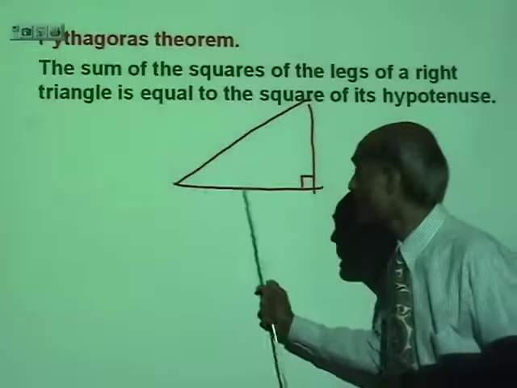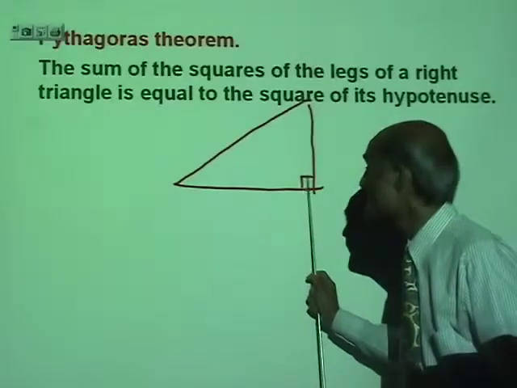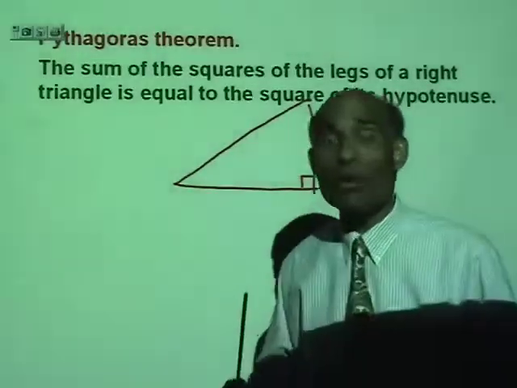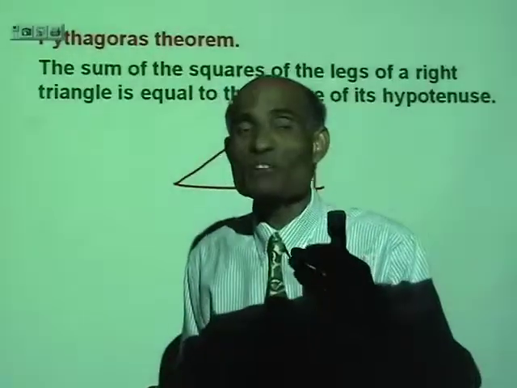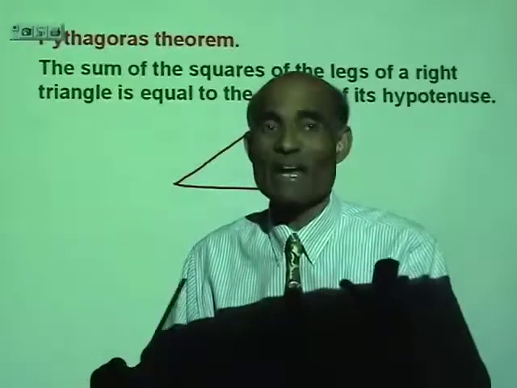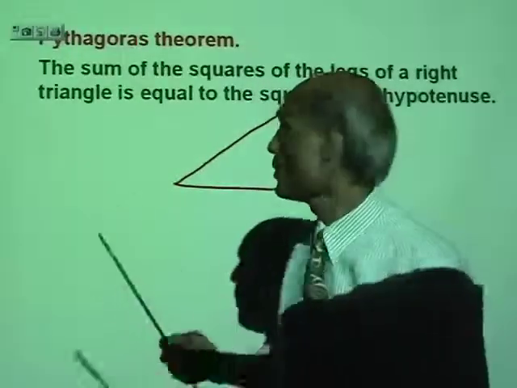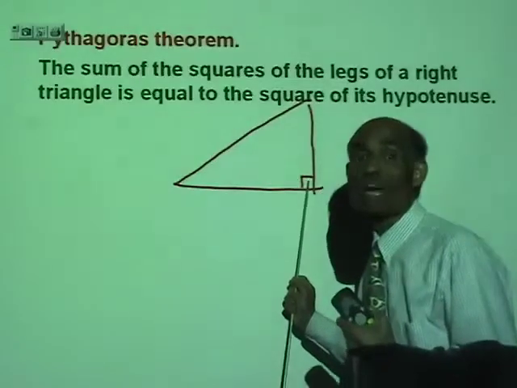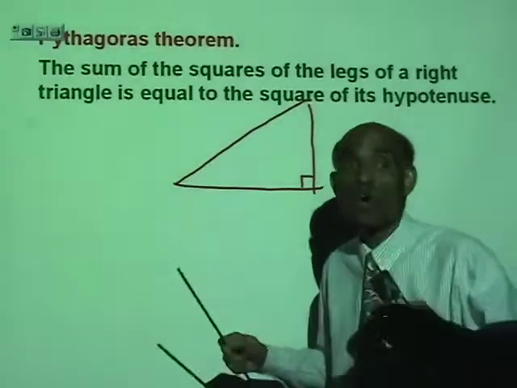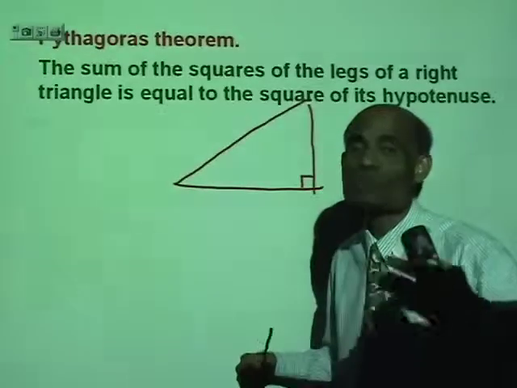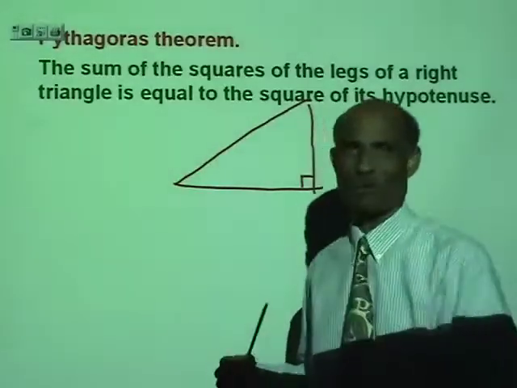In a right triangle, one angle is 90 degrees. You see, an angle whose value is 90 degrees is called a right angle. So when one of the angles of a triangle is a right angle, it is called a right angled triangle, or simply a right triangle.